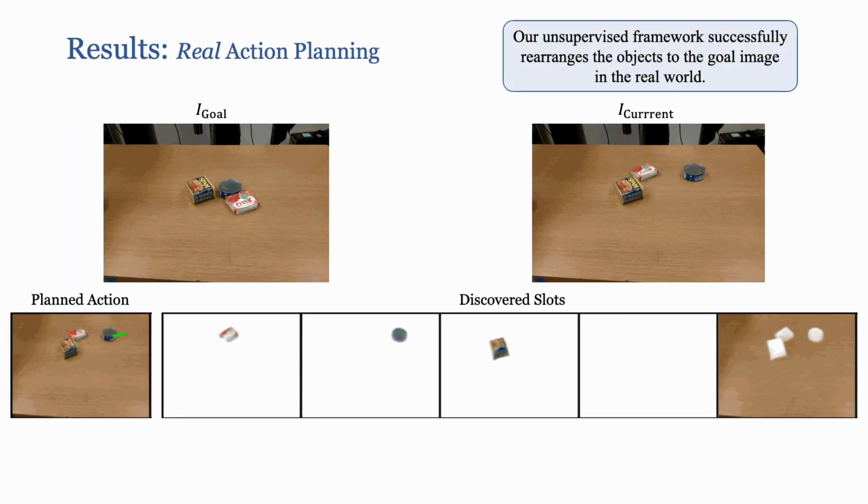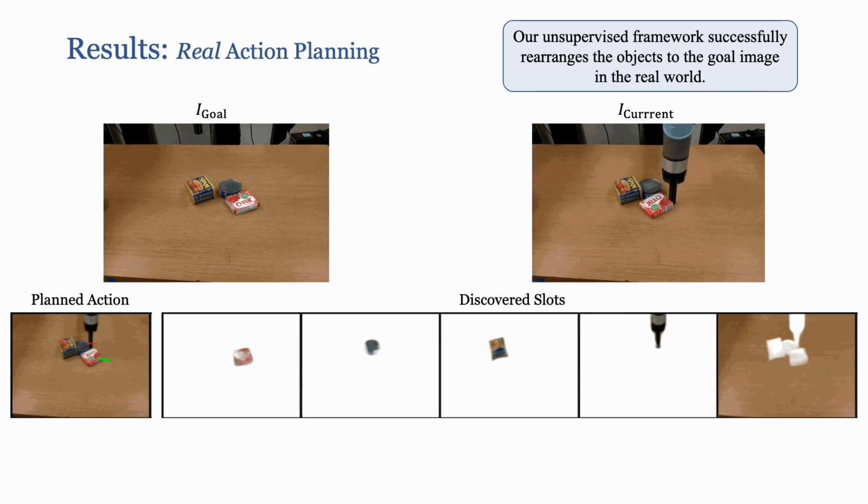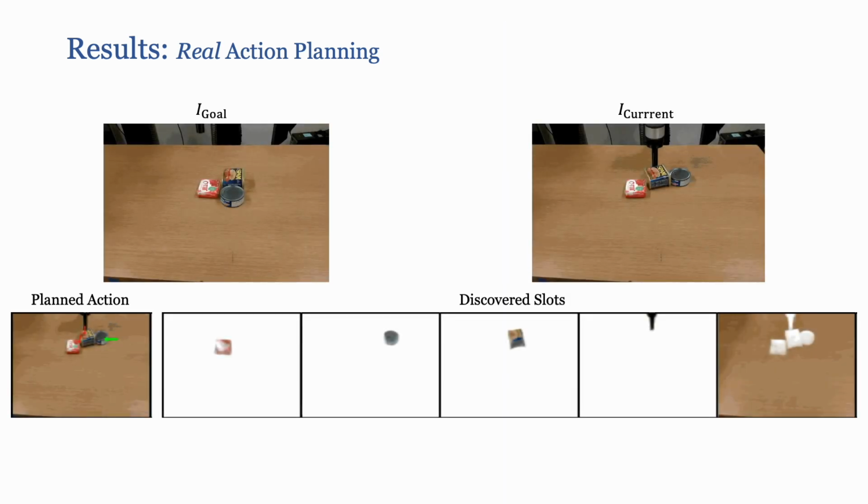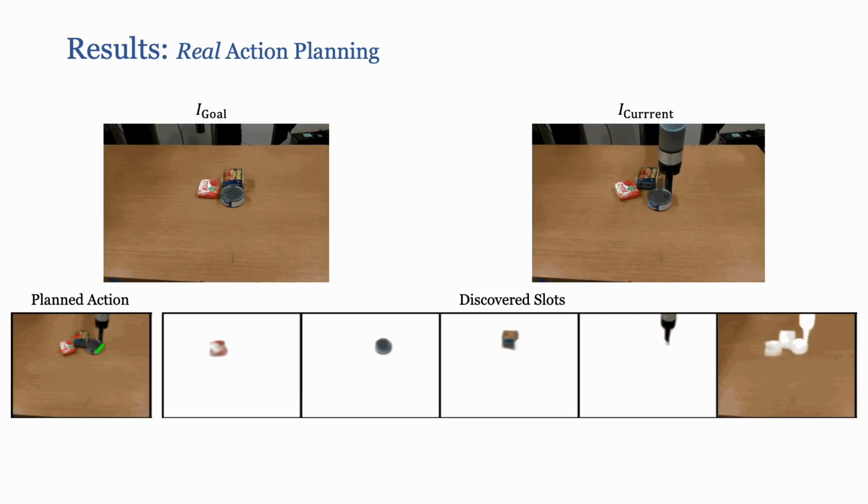We also demonstrate action planning in the real world using SlotGNN's predictions. Given only a goal image, the robot rearranges the objects to match the goal configuration. This highlights the practicality of our framework, especially in real-world situations where obtaining ground truth object state information is not possible.